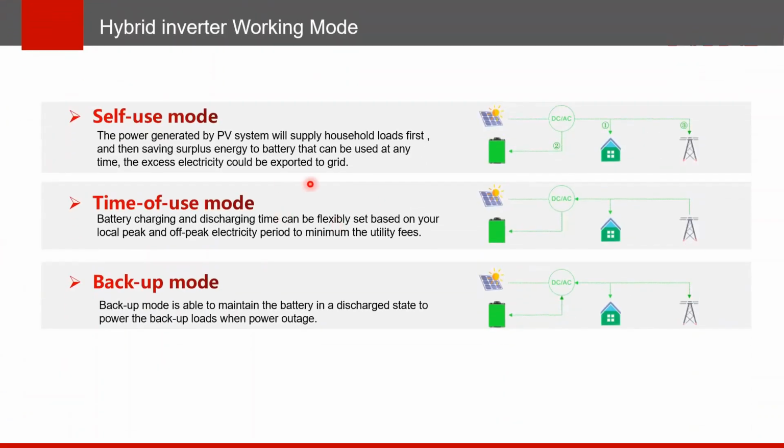As we all know, this residential storage system has three kinds of working modes. First is the self-use mode, the second is the time of use mode, and last is the backup mode. I believe many of our customers have used our products and are familiar with it. Just have a quick look. Self-use mode is the default mode. For discharge, first the PV generation supports the loads, second is the battery, and third is to sell the excess power to the grid. The time of use mode can control the charge and discharge time, and it's very flexible. And the backup mode is mostly used in blackout situations.